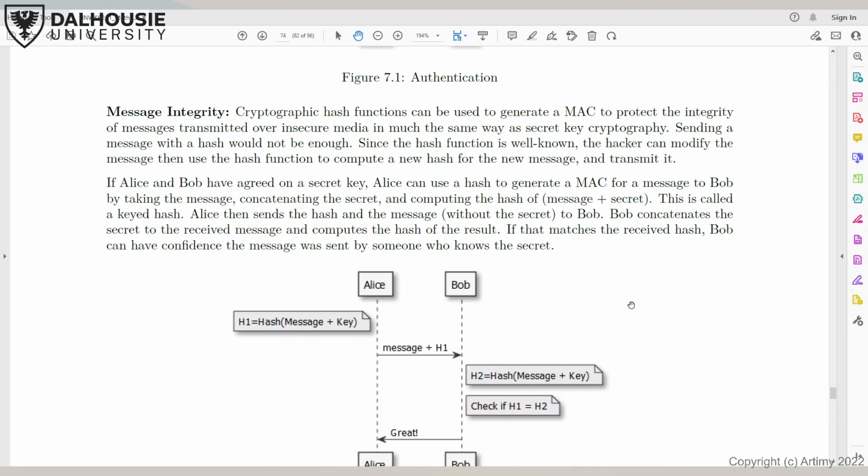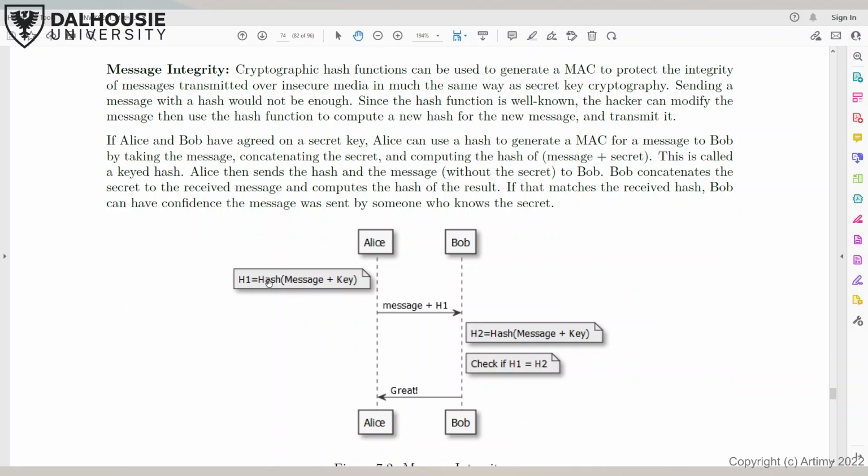So same concept. We take a message and we take this random number or key that both Alice and Bob agreed to, and we hash it and we send it with the message. So H1 plus the message. Bob receives the message and the hash, and Bob wants to make sure that the message didn't change on the way.